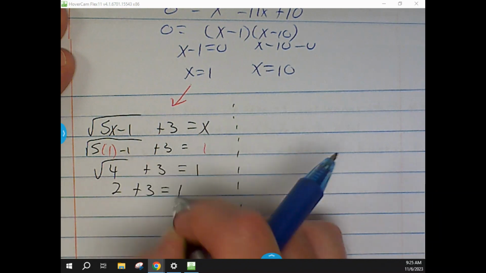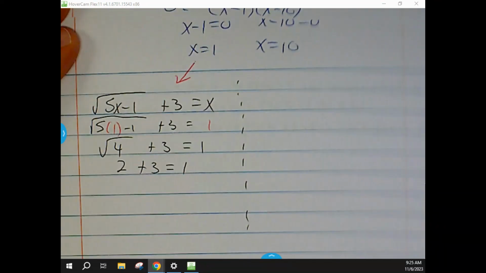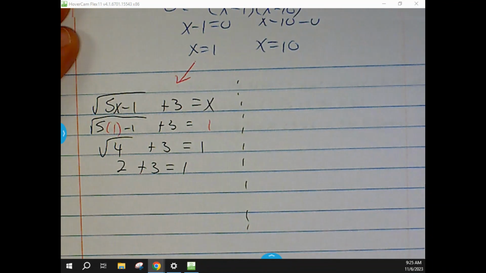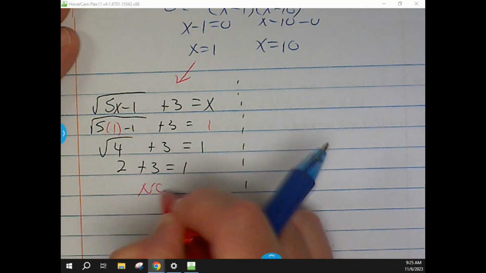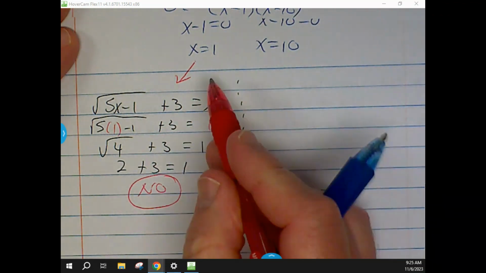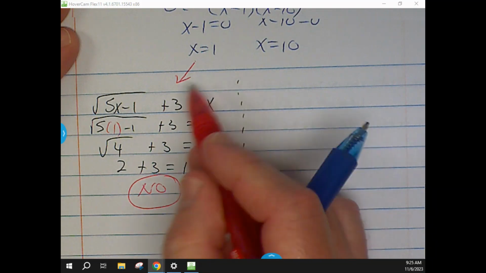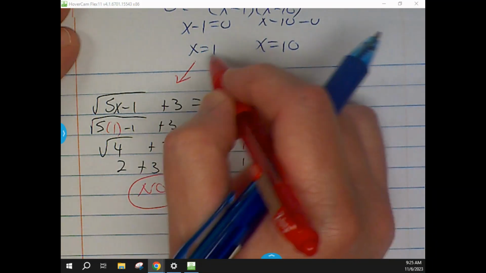Does 2 plus 3 equal 1? Last time I checked, no, right? So even though we got an answer, when we check it, it doesn't make any sense. So this answer is out. It's not going to work.